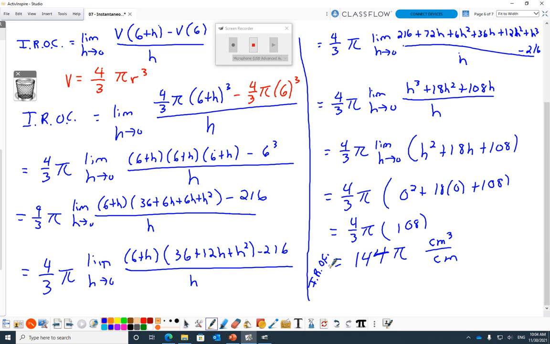But we don't usually do it because this is much more descriptive. Centimeters cubed per centimeter describes exactly what's happening here, even though it's really centimeters squared we're talking about. It's a good question. Other questions?